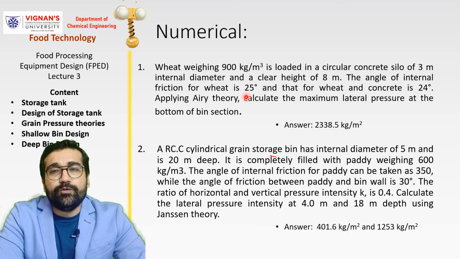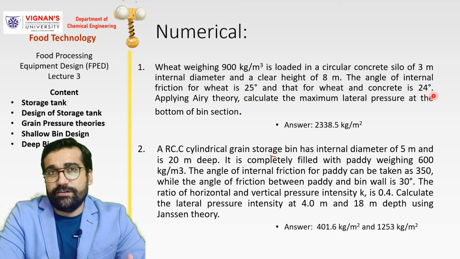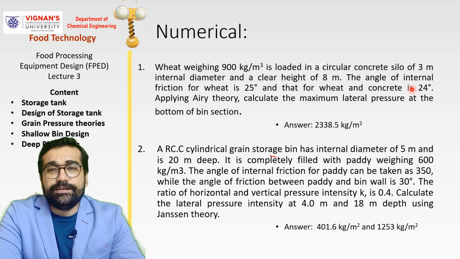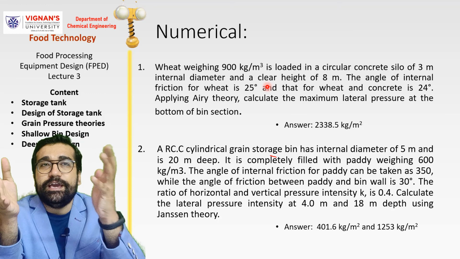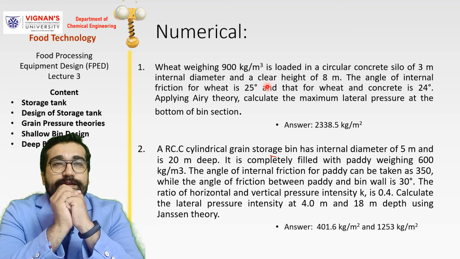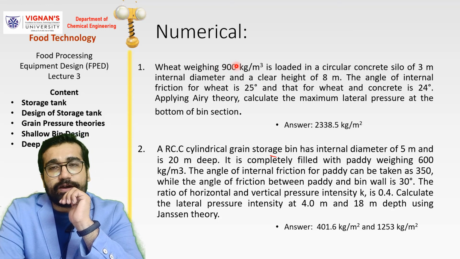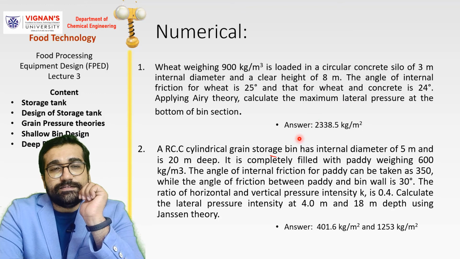So we are having both the angles, the internal friction angle and the external angle with the concrete wall. So we are having tan phi for external and tan phi for internal. Put them into the formula, get mu and mu dash, and then you can solve this numerical. Remaining everything is given. W is given, H is also given, and R is also given, and you don't need anything else.